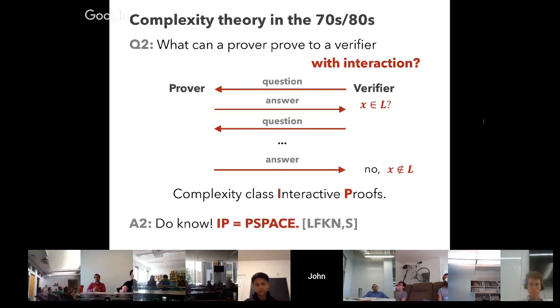And we do know the answer to the question. If you add interaction, then due to the work of LFKN and Shamir in the early 90s, we know that IP equals PSPACE. And since we generally believe that PSPACE is a much more powerful class than NP, this shows that interaction is actually helpful for helping a prover prove things to a verifier.